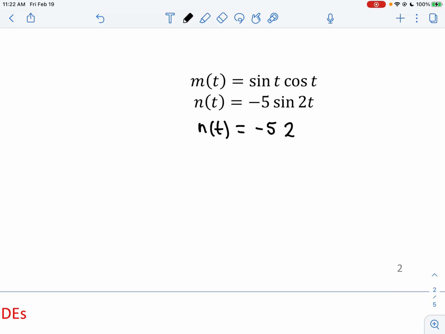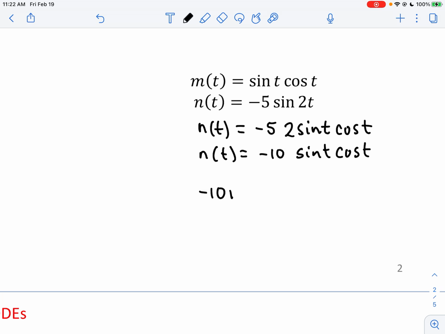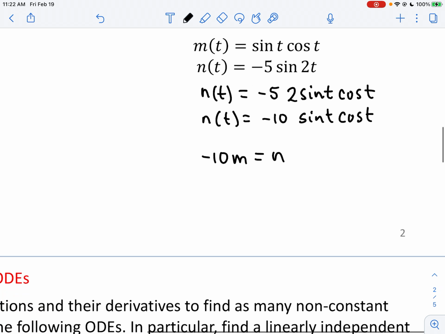If you recall, sine of 2t is 2 sine t cosine t. In other words, n of t is just negative 10 times sine t times cosine t, which is just negative 10 times the m function. So if you take the m function and multiply it by negative 10, you'll get the n function. That suggests that if you take the n function and multiply it by negative 1/10, you'll get the m function. So these are not linearly independent.